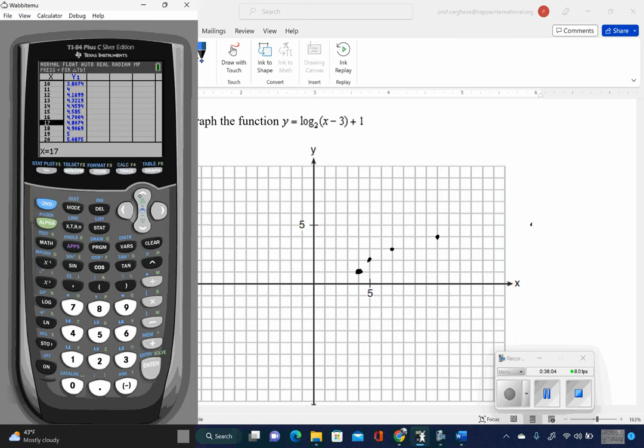Again, this says graph, so you want to be as exact as possible. So let's hit second window. I want to be a little bit quicker. Let me go to negative 5. Let's start the table at negative 5 and see what's happening. So those are all errors.